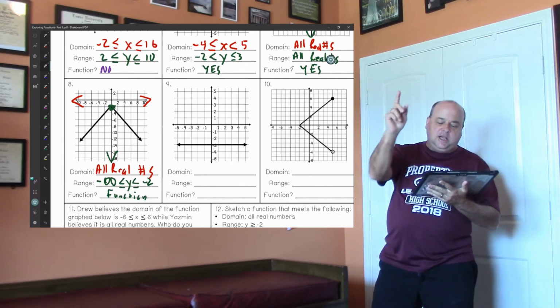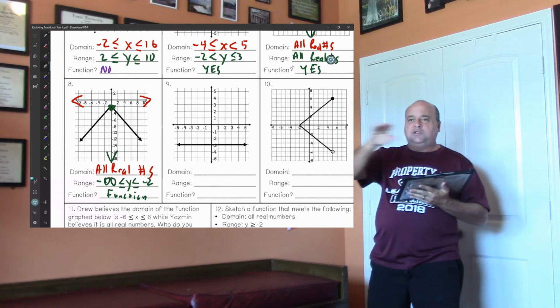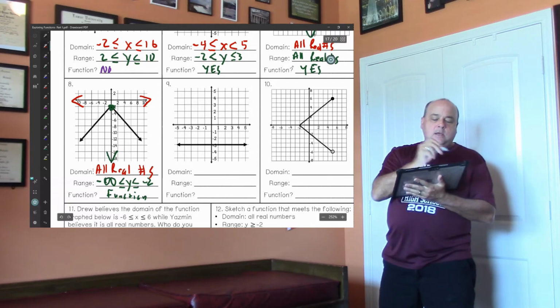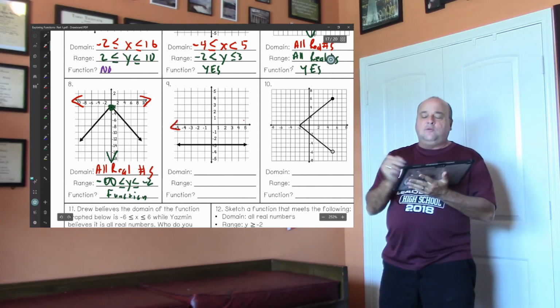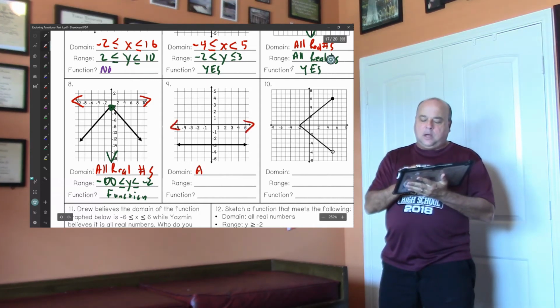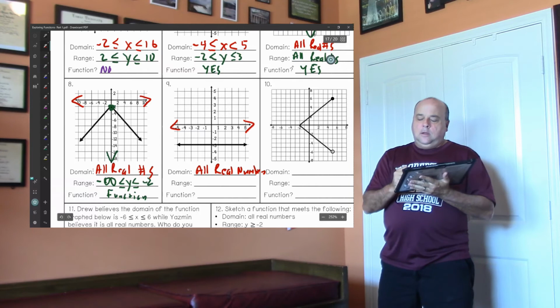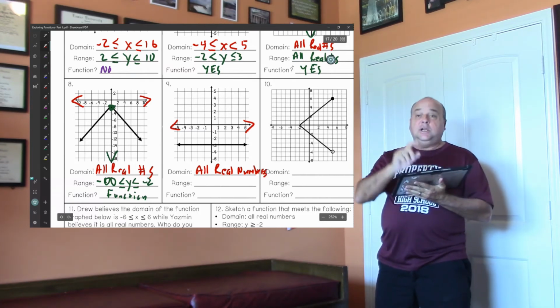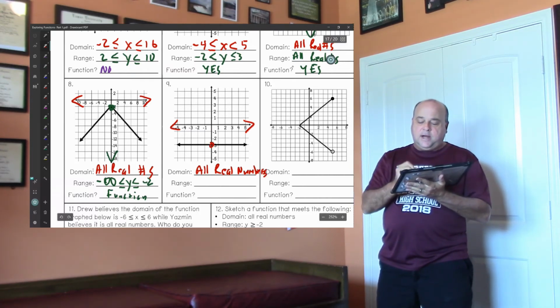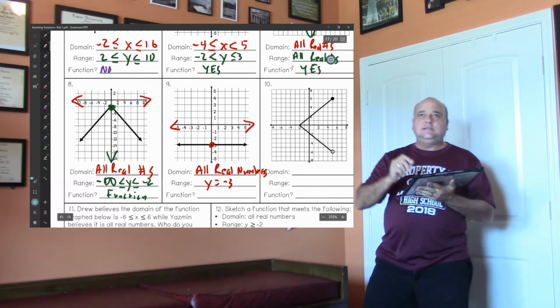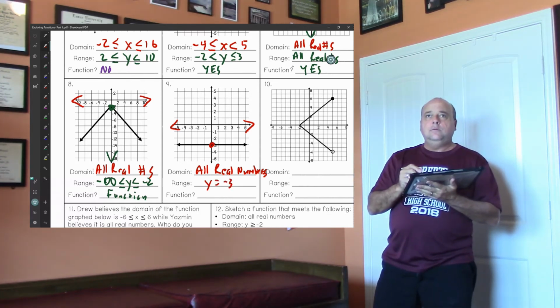Let's keep going. Number 9 is a horizontal line. Okay, so from left to right, it will never end, will it? So the domain will be all real numbers. And the range is just going to be y equals negative 3, won't it? And this is a function.